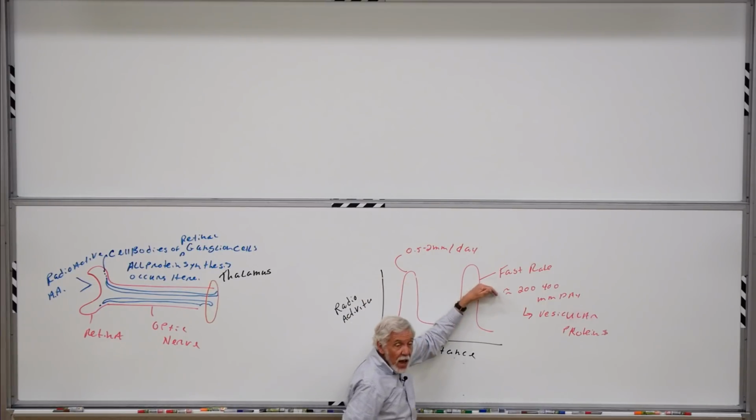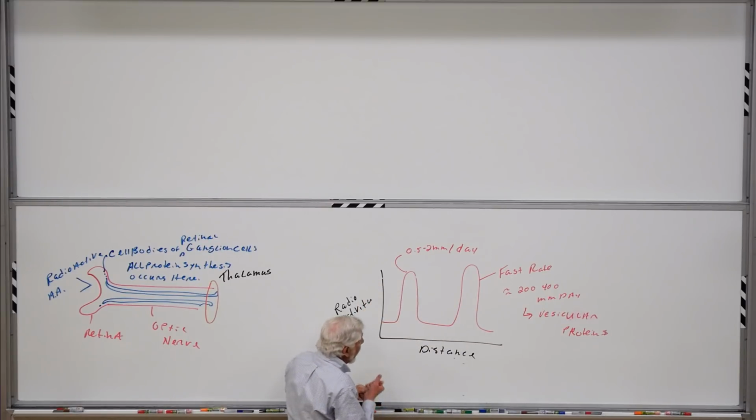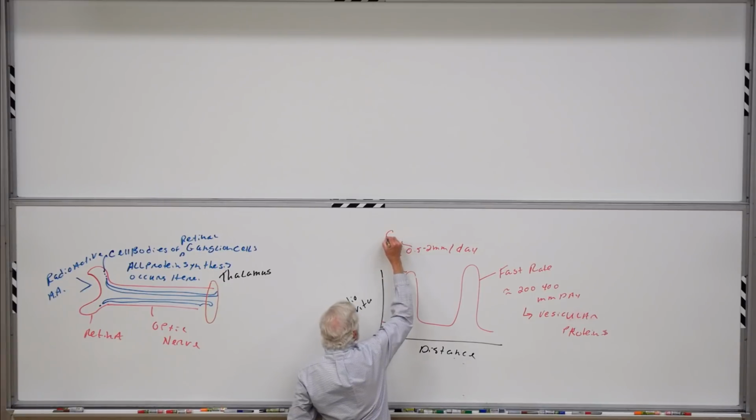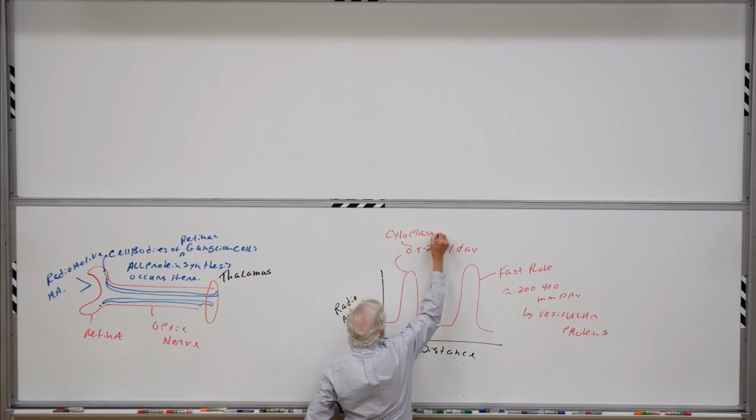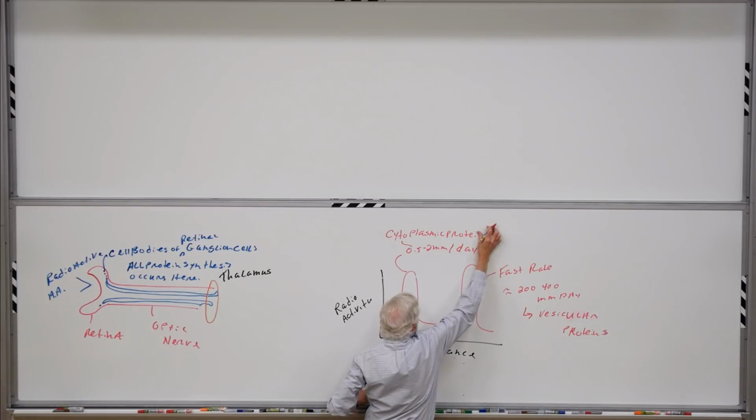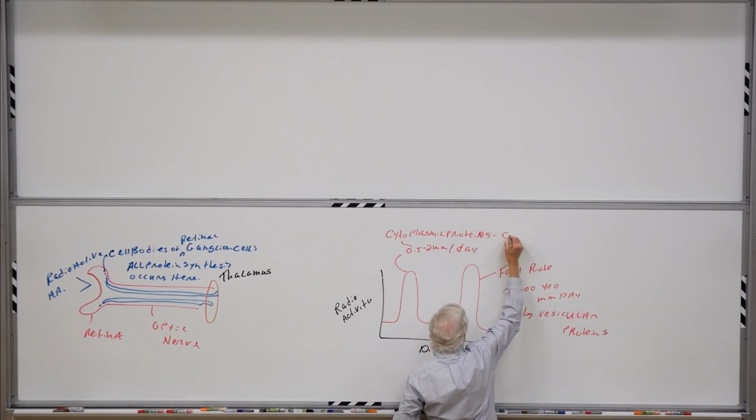We know that the fast rate is dependent upon kinesin and microtubules and vesicles. The slow rate now, because we knew what proteins were here, tends to be almost entirely cytoplasmic proteins. Particularly, these are proteins of the cytoskeleton.